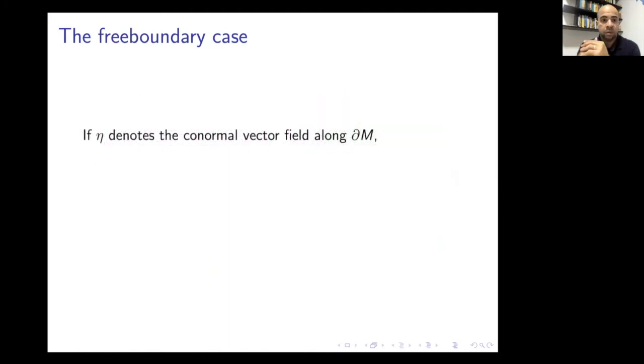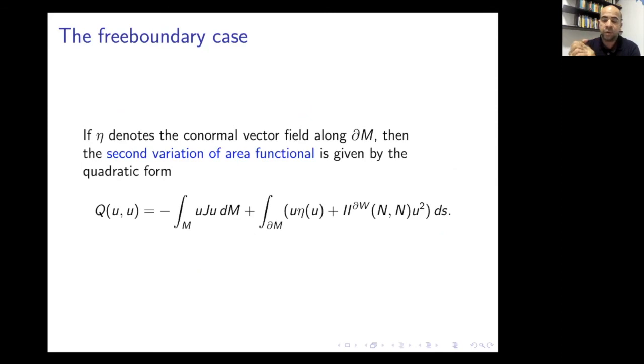Well, if nu denotes the conormal vector field along the boundary of M, the second variation of the area functional in this case is given by this quadratic form, which has now two components: the integral in the interior of M, which is the same as in the case of closed surfaces, and an integral on the boundary of M, which involves the derivative of the function u in the direction of nu, but also the second fundamental form of the boundary of the region in the direction of the normal vector field to M.